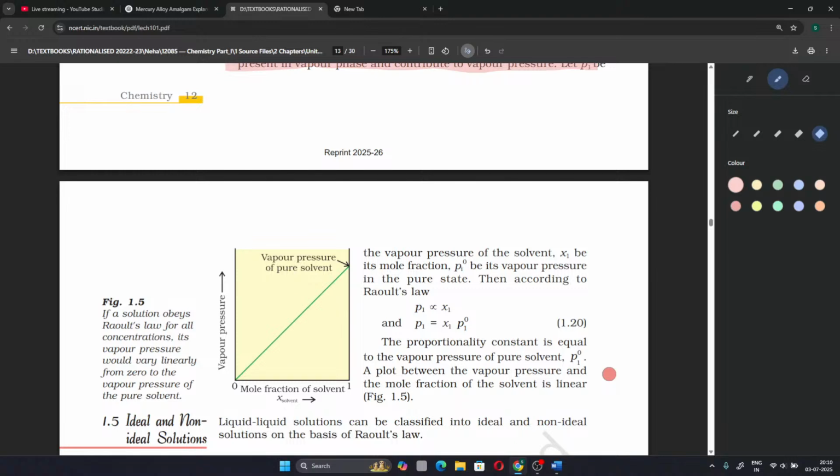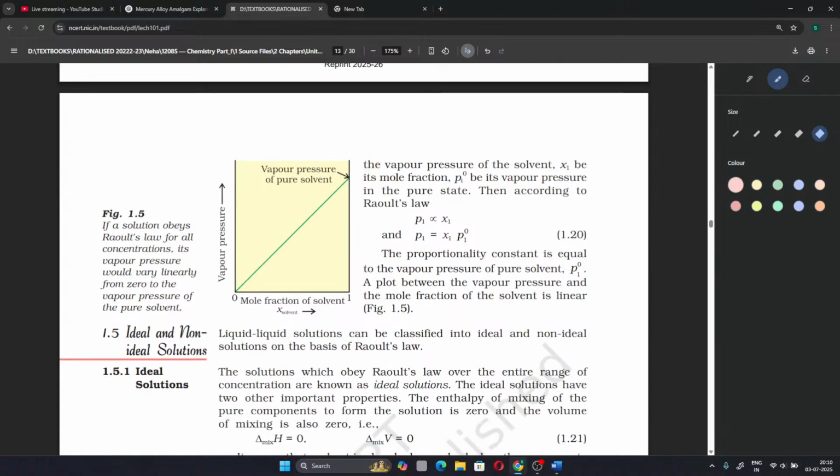Let P1 be the vapor pressure of the solvent, Chi1 be its mole fraction, and P01 be its vapor pressure in its pure state. Then according to Raoult's law, P1 is directly proportional to Chi1, and P1 equals Chi1 P01. The proportionality constant is equal to the vapor pressure of the pure solvent, P01. A plot between the vapor pressure and the mole fraction of the solvent is linear.